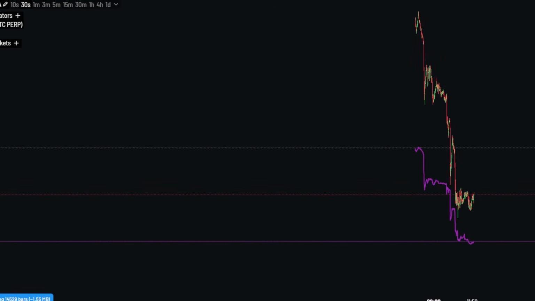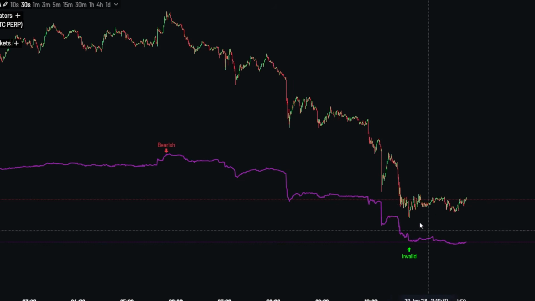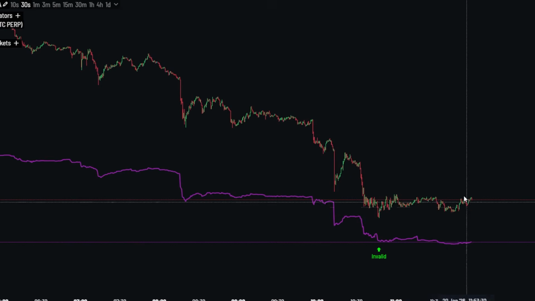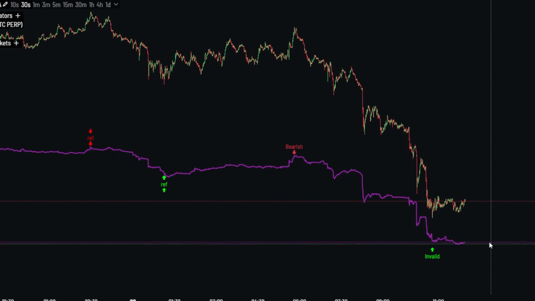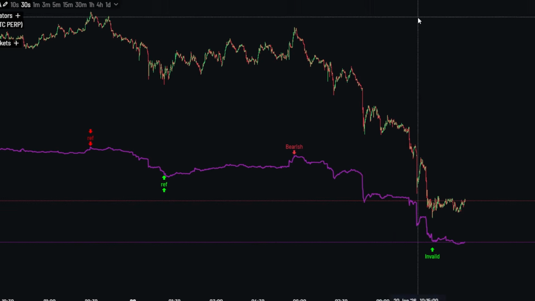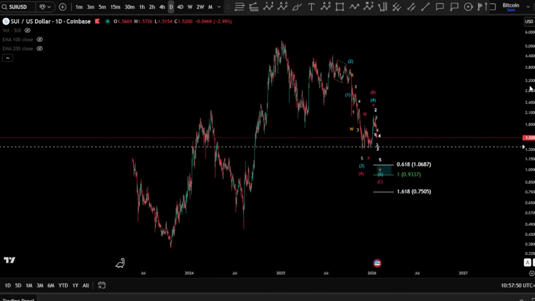On the 30-second time frame for Solana, what do we have as well? Invalidation again and a triangle. Nothing is bullish, as per Elliott Wave, and also invalidation. So we push for lower. Very simple here. So this is regarding Solana. Let's move to SUI finally.